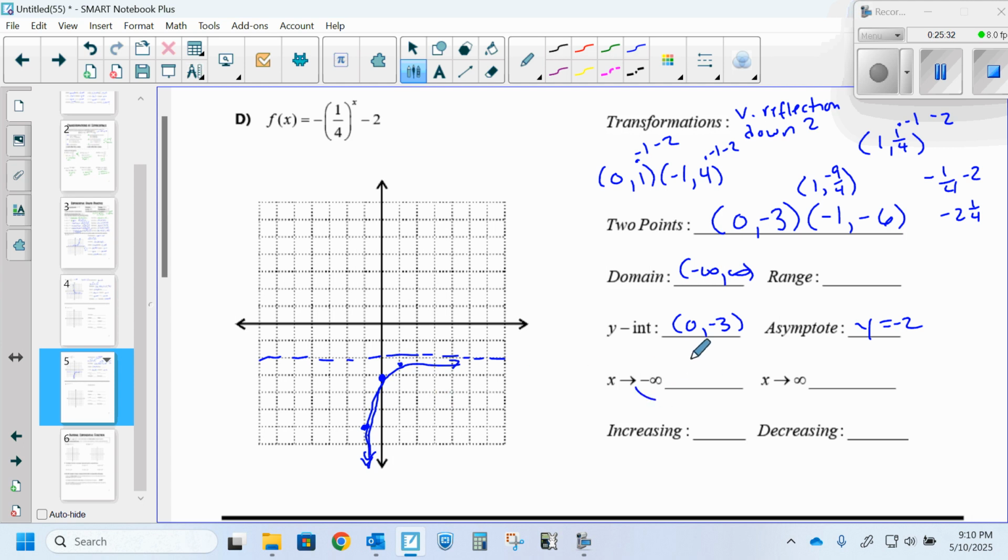Oh, sorry. As x goes to the left, y is going down. As x gets smaller and smaller, y gets smaller and smaller. As x goes to the right, your y value is approaching -2, and this is increasing everywhere.